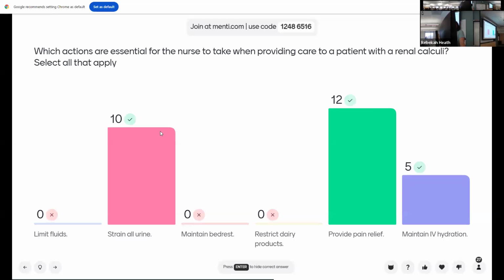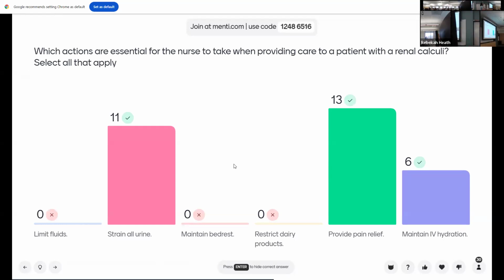All right, so correct. We want to strain the urine. We want to provide pain relief, and we want to maintain hydration. We definitely don't want to limit fluids, right? That's going to make them more dehydrated. We don't want bed rest because we want them moving. What's the moving going to do? It's going to hopefully help the stone to travel and move on.